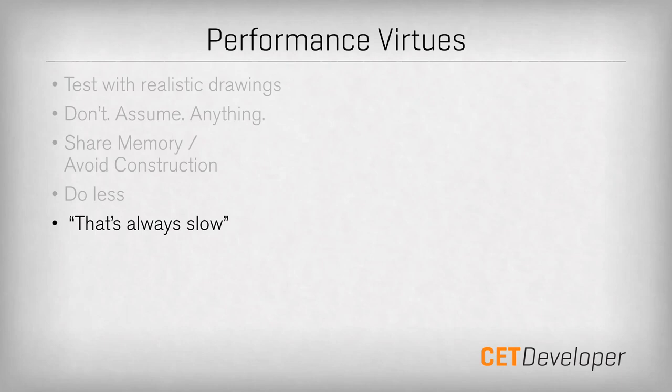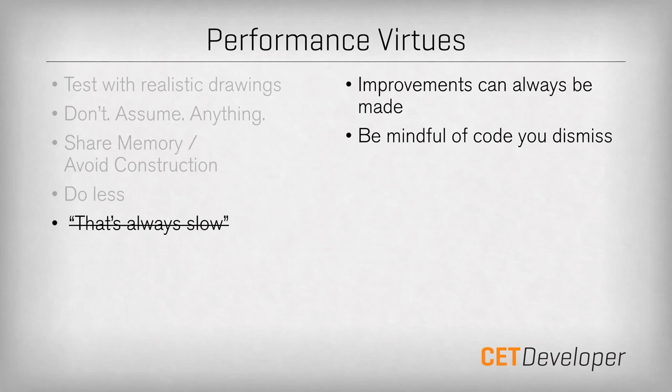Having sat down several times to help developers do performance improvements on their extension, it's very common for a developer to get to some point of the code and be like, oh yeah, don't worry about that. That's always slow. That should never be allowed. Never let yourself do that. Never let yourself dismiss a piece of code as always being slow.